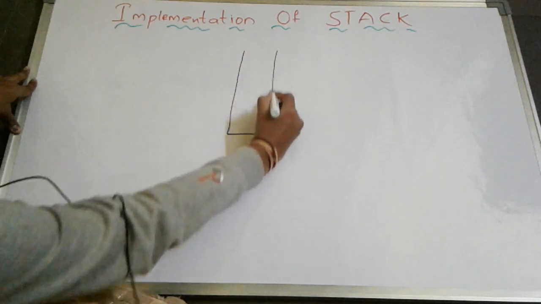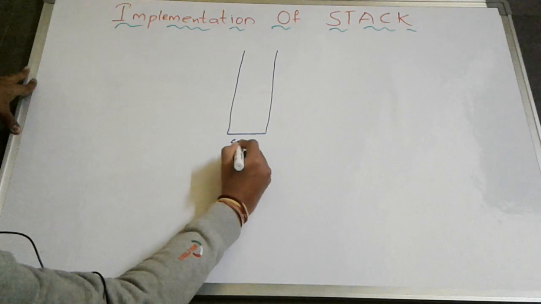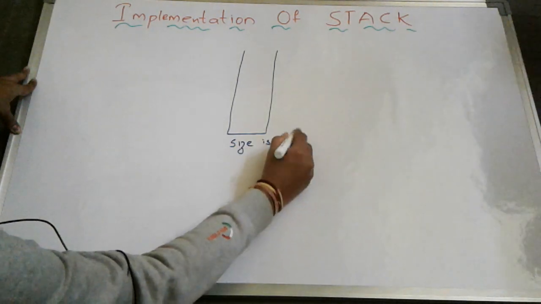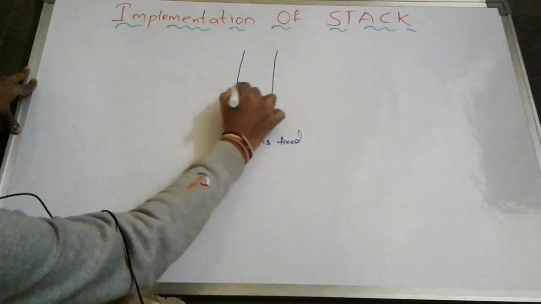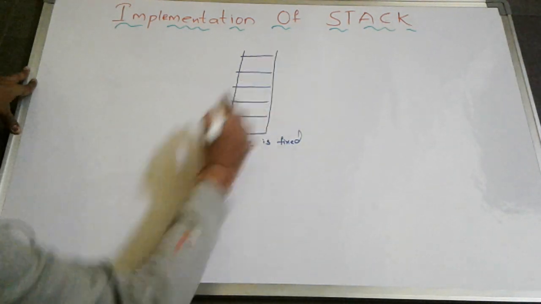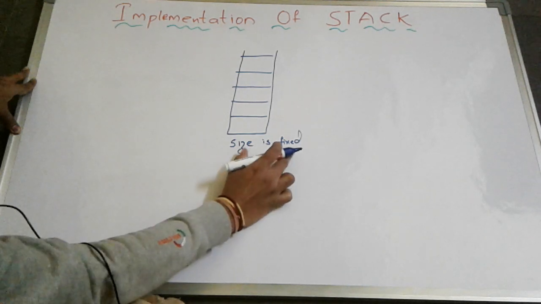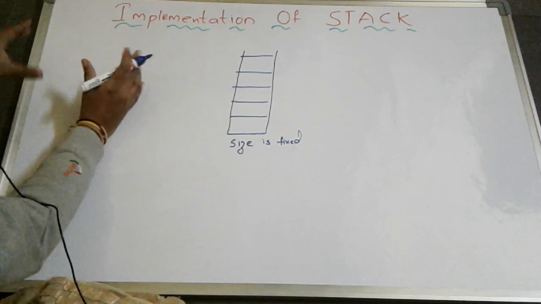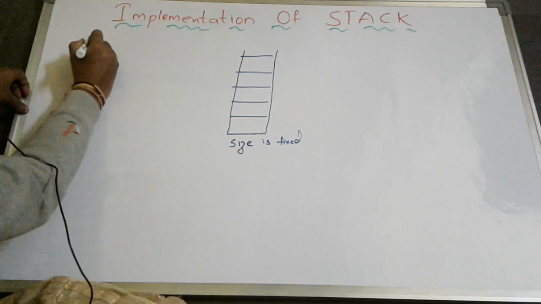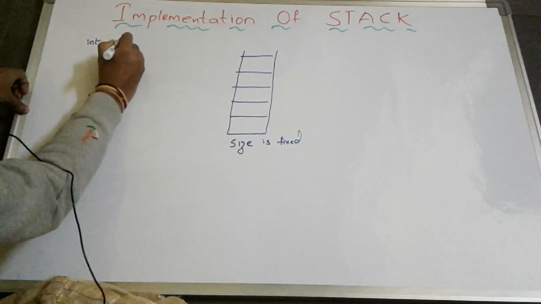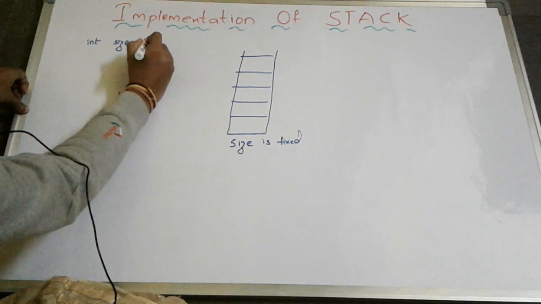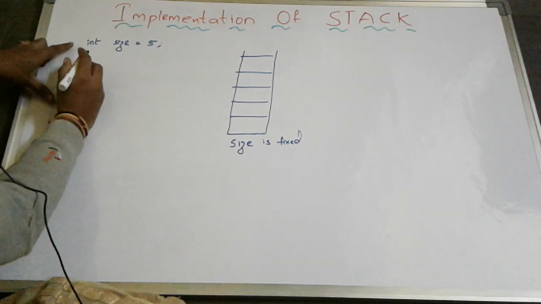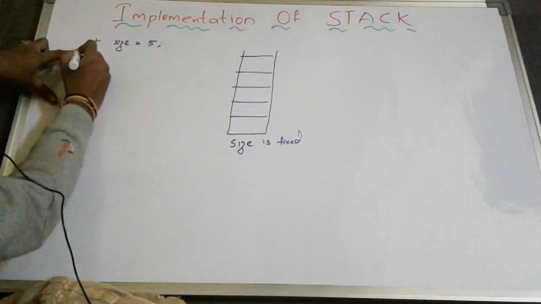We already know that the stack size is fixed. So the size is fixed, right? We are implementing this using the C language. Okay, let's say int size equals 5. Now we should declare a stack with size.